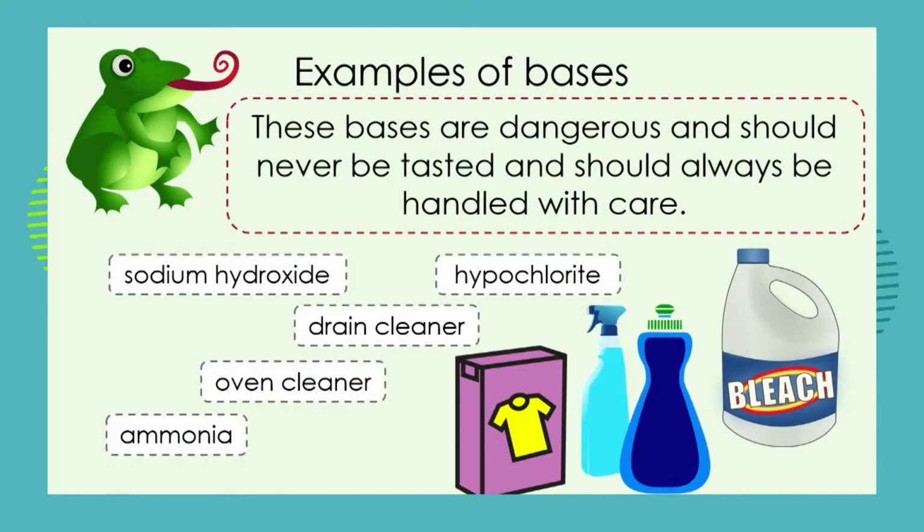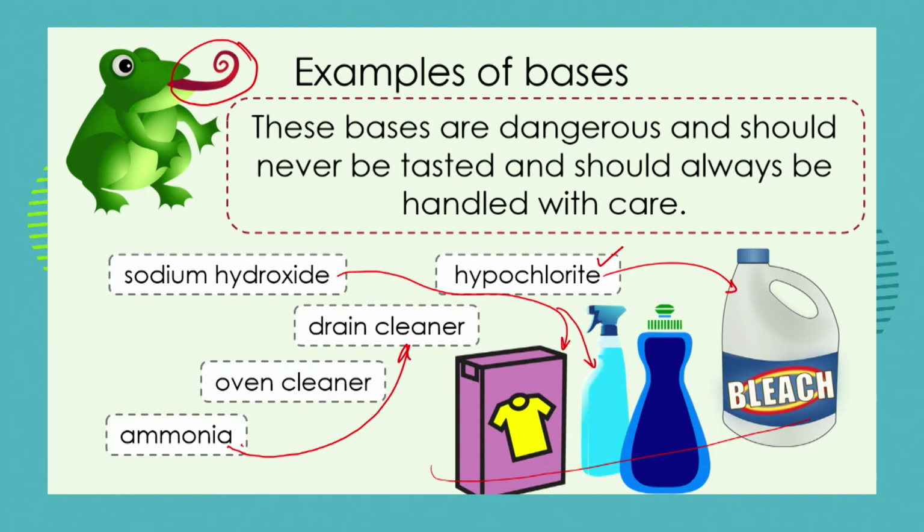But like I've been saying to you, some substances are not for touching or tasting and should always be handled with care. These are usually cleaning products that you would come into contact with that have hypochlorite, like bleach, ammonia, like drain cleaners, sodium hydroxide, and of course, ammonia also in oven cleaners. Please be aware that if you are handling these substances, they can damage your clothing, they can damage surfaces that they fall on, and they are dangerous and should never ever be tasted whatsoever. There are plenty of other bases out there that you can taste.